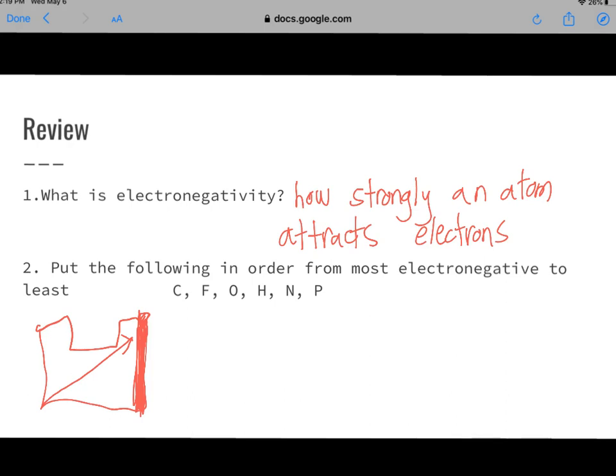Our most electronegative element is fluorine, so that's going to be first. Next we would have oxygen right next to fluorine, and then nitrogen, then carbon, and then phosphorus and hydrogen are pretty close to each other. They're both not very electronegative.